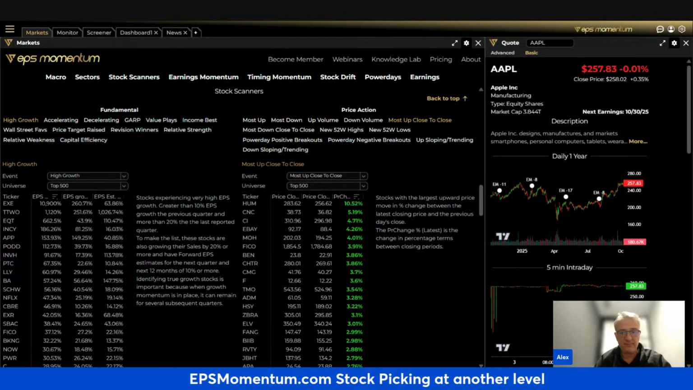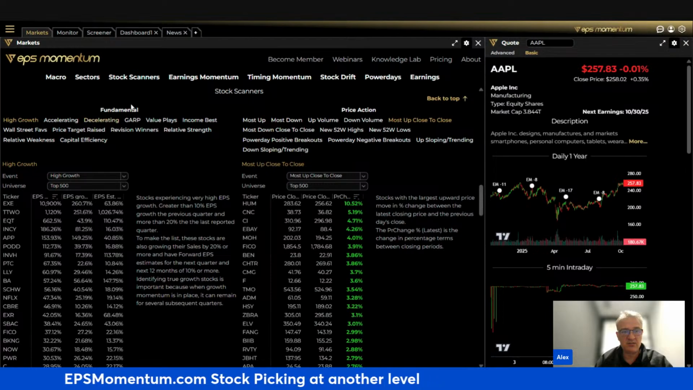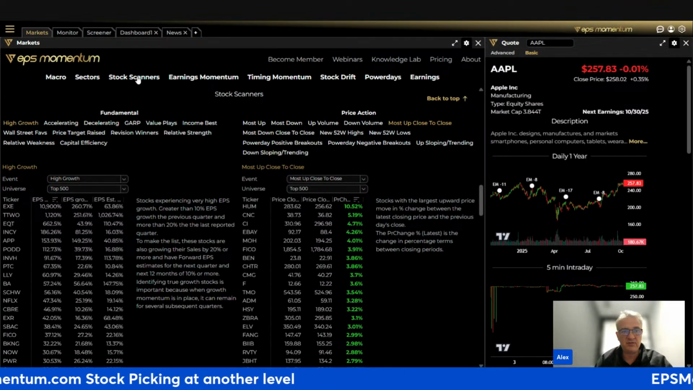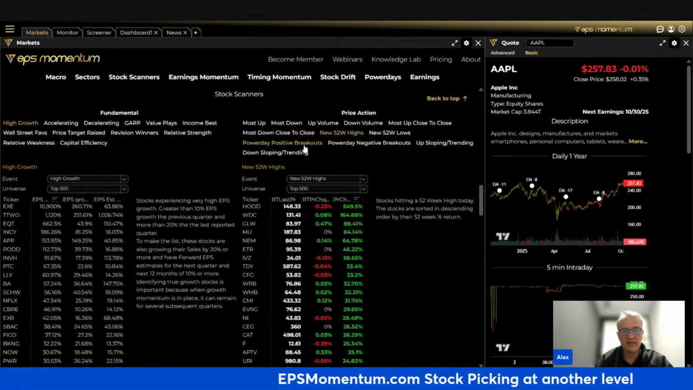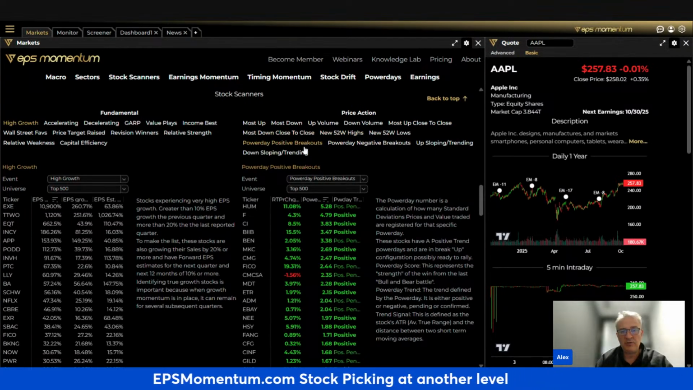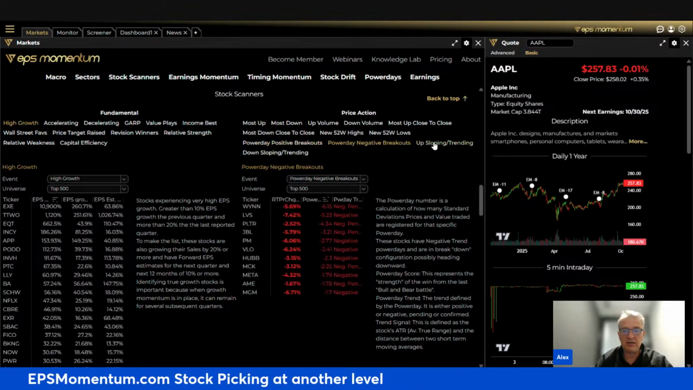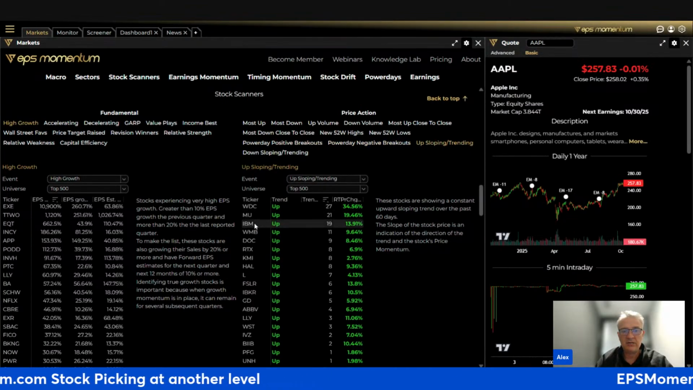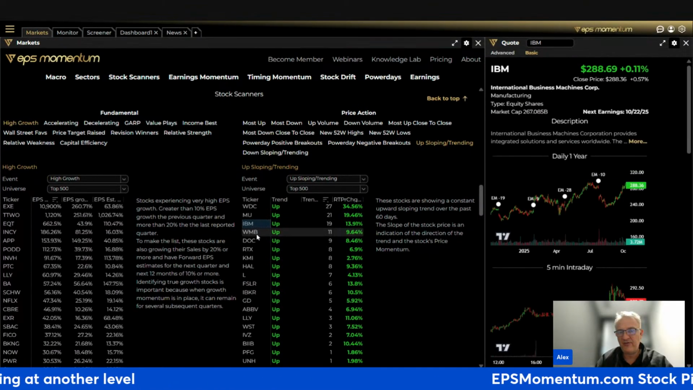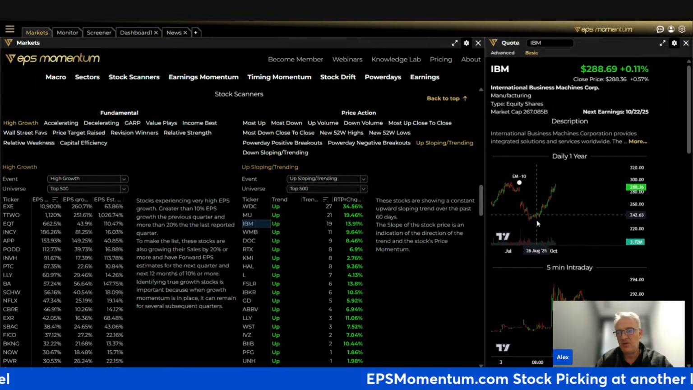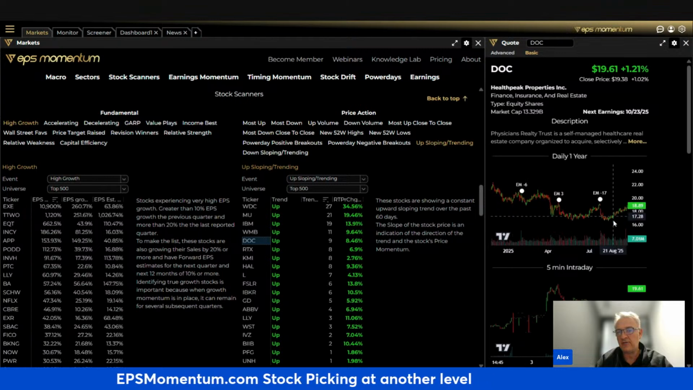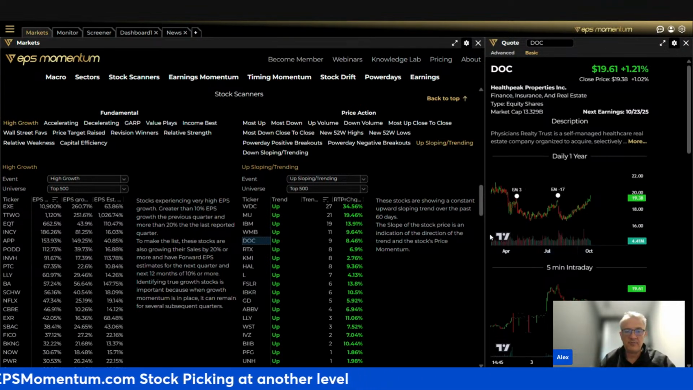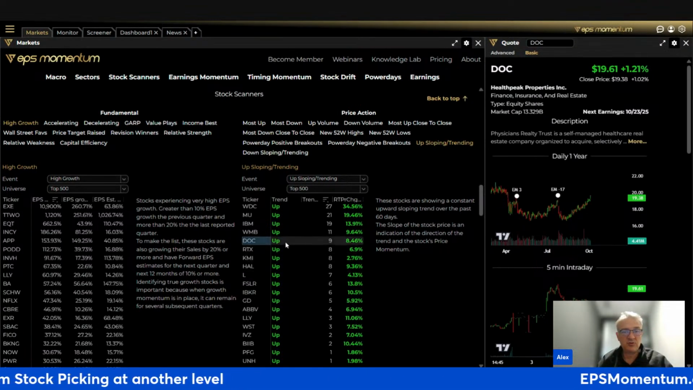So first off, let's go into the scanners. You may be aware of these. So click on stock scanners on the markets page. And then you have the scans for the day: most up, most down, power day, positive breakout, negative breakout, upward sloping, and trend. You can quickly find stocks that are in an upward, very abnormal upward fashion or chart. So those are the scanners.